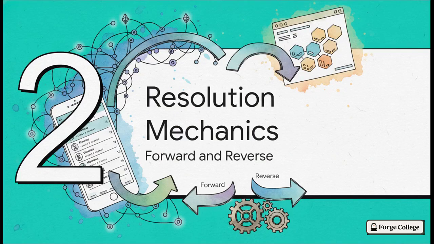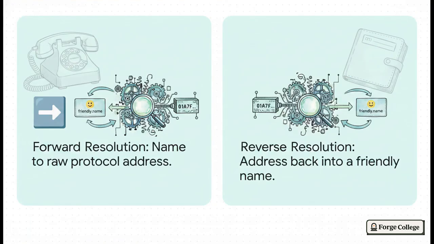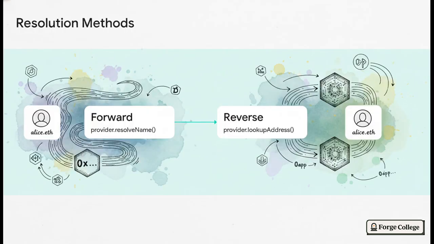Section 2, forward and reverse resolution. To fix this UX nightmare, we use two mechanisms that function a lot like your smartphone's phone book. First up is forward resolution. This simply translates a human-readable name, like alice.eth, into the raw protocol address the blockchain actually needs to execute a transaction. Second is reverse resolution. This does the exact opposite, translating a raw address back into a friendly name. Because just like you don't memorize your best friend's 10-digit phone number, we really shouldn't make users memorize raw hex strings. So how are we actually going to build this thing?